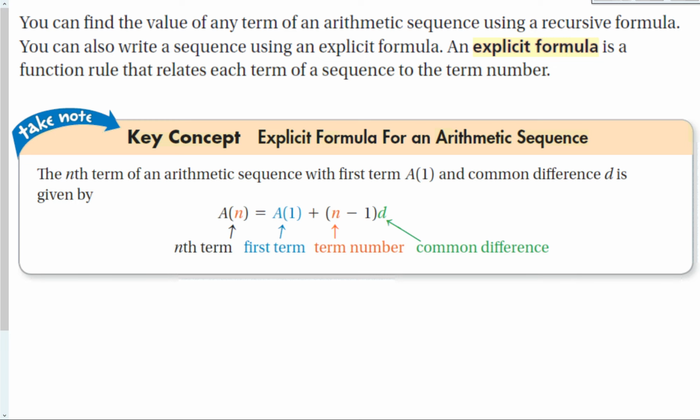So you can find the value of any term of an arithmetic sequence using the recursive formula. You can also write a sequence using something called an explicit formula. An explicit formula is a function rule that relates each term of a sequence to the term number. My formula is A of n is equal to the first term, A of 1, plus the term number, n minus 1, times the difference.